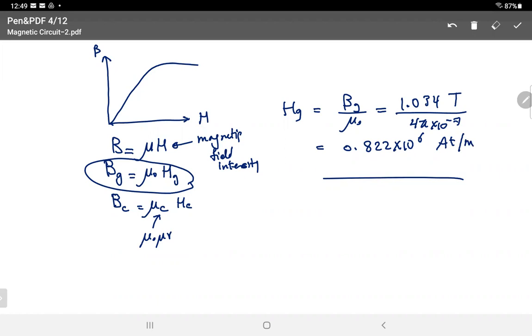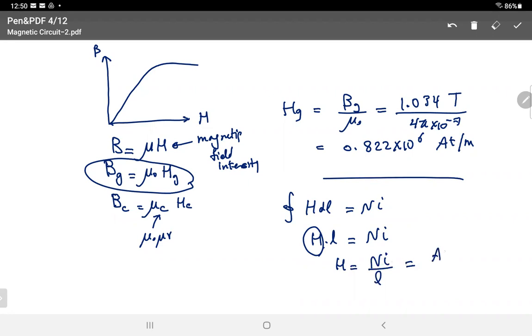Because if you remember Ampere's law, the integration over a closed path of H dL is equal to NI, right? And in the simple case, when you have a straight line, H times L is equal to NI. So what's H? It's equal to NI divided by L. NI, ampere-turns: I is ampere, N is turns. You can write it T capital, T small, whatever, but I make it small to distinguish between Tesla and turns, divided by L, which is meter. That's the unit of H.